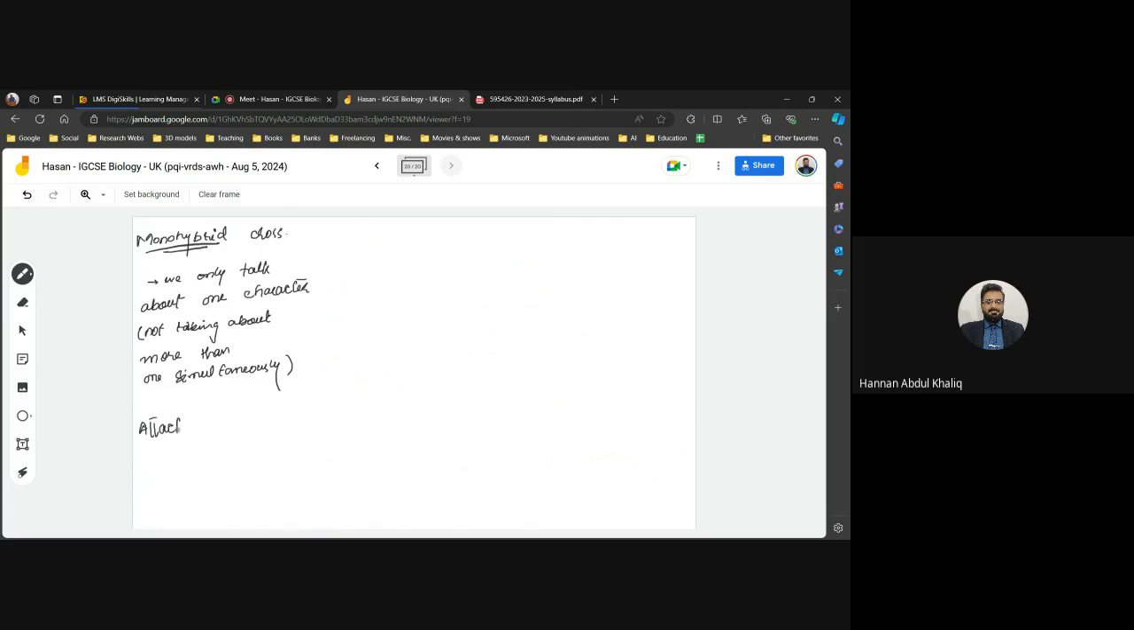That is one character. And on the other hand, the other character is the size of the earlobe. Now these are two different characters. If we study them both simultaneously, that would no more be a monohybrid. That would be a dihybrid. If we start studying three characters simultaneously, that would be a trihybrid. So monohybrid crosses are all those in which we study only one character per cross. Is it clear?